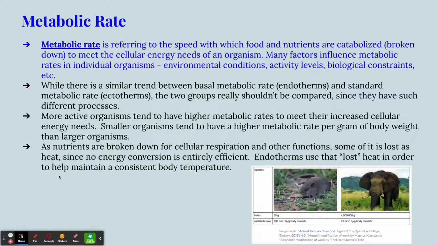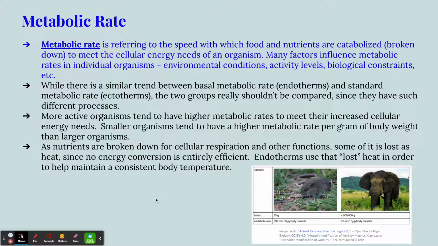There's a ton of factors that are going to influence this: environment, as always, the activity level of an organism, and whether there are any biological constraints. Environment plays a massive role on every single species. While there is again a similar trend between metabolic rate and body mass, we can see a difference between our endotherms and ectotherms. We really can't compare the two in terms of metabolic rate because they are such different processes.